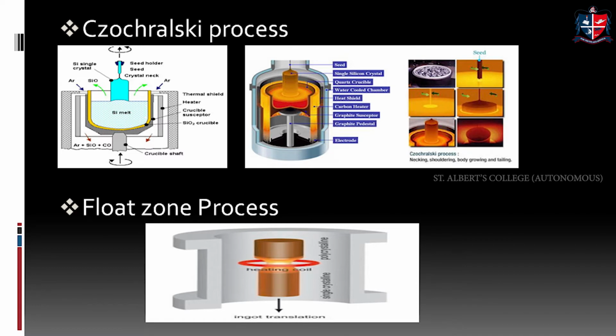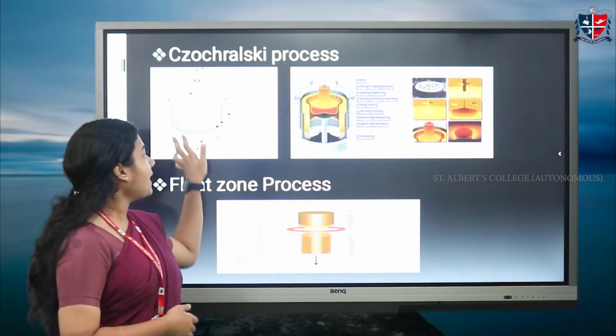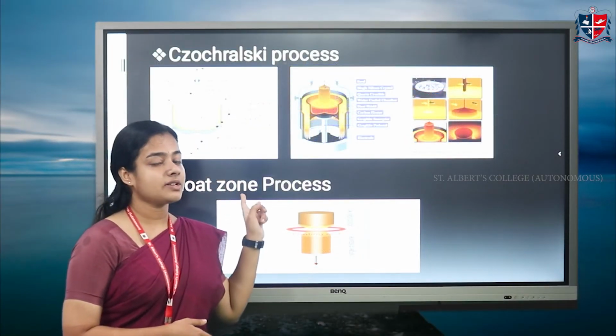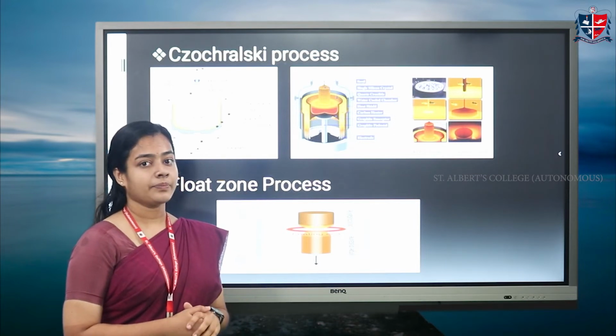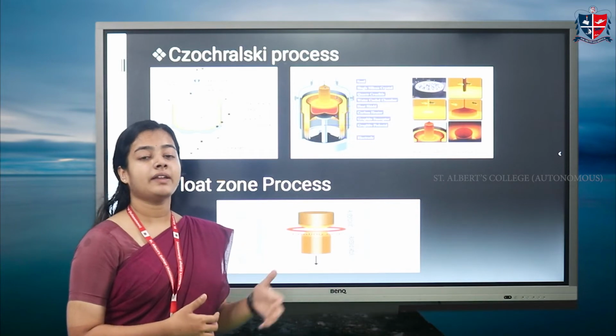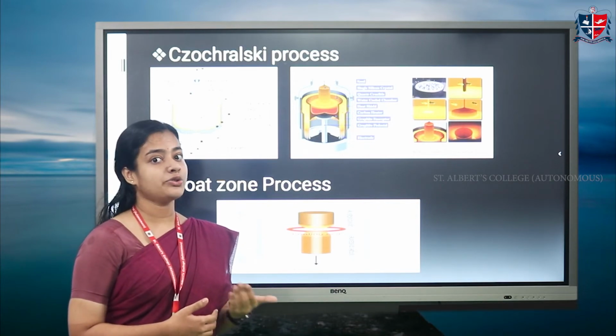So this is a crucible. A crucible is nothing but a container where we take the EGS. So we take the EGS inside this crucible. The previous EGS is in the solid form, right? But here we have a heater, so because of the heat from that heater, this EGS is going to melt.